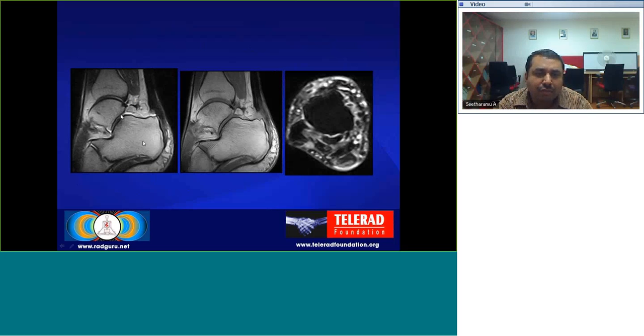MR image demonstrating the os trigonum with surrounding edema, as well as edema of the synchondrosis. This is a T1 image demonstrating the same features, and this is the STIR image demonstrating edema in the synchondrosis as well as surrounding edema of the os trigonum.